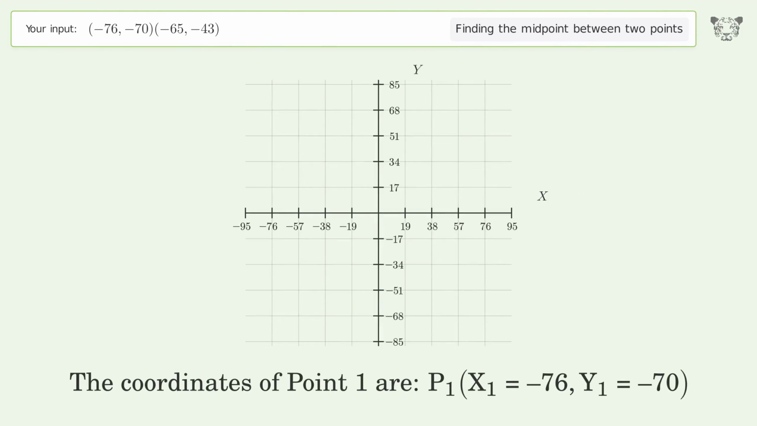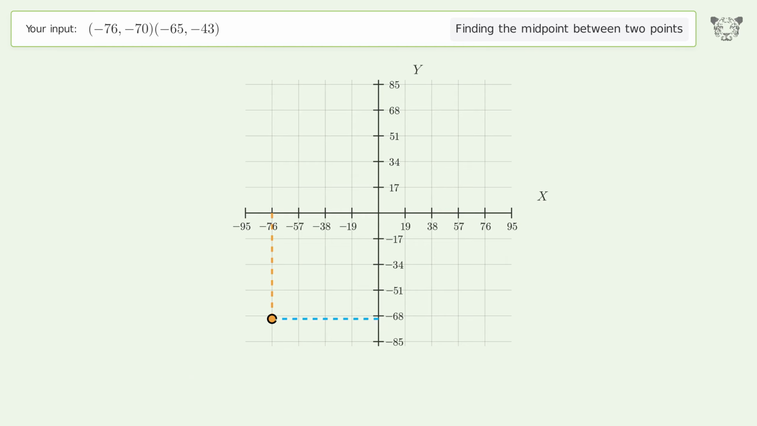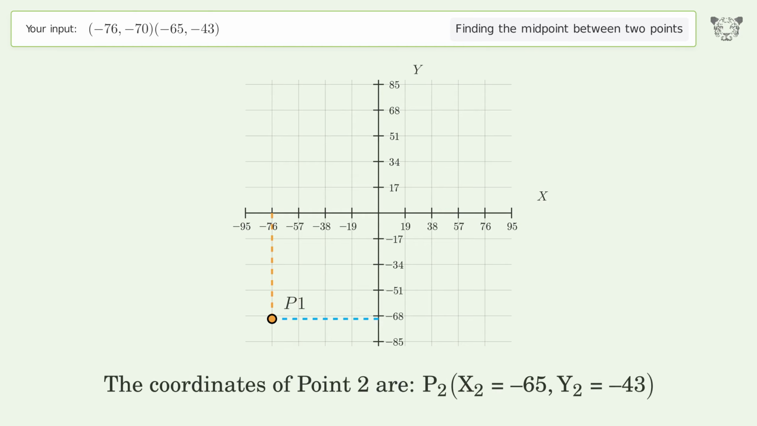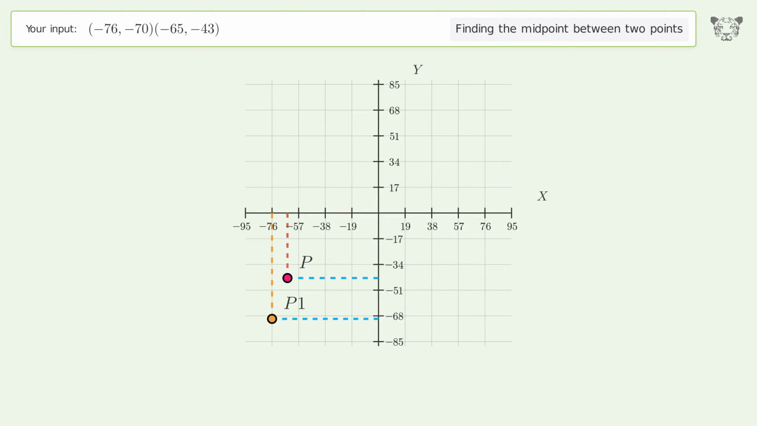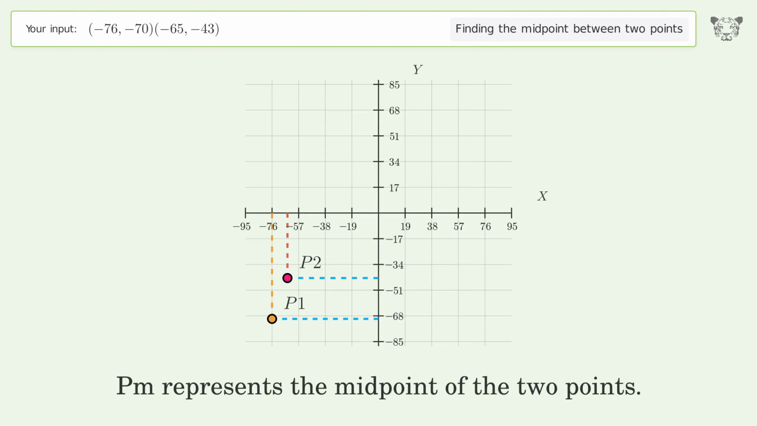The coordinates of point 1 are, x1 equals -76, y1 equals -70. The coordinates of point 2 are, x2 equals -65, y2 equals -43. PM represents the midpoint of the 2 points.